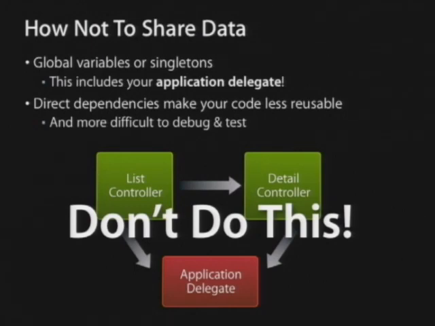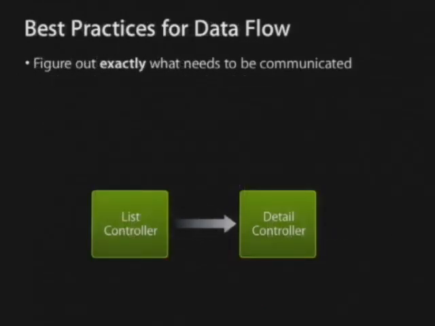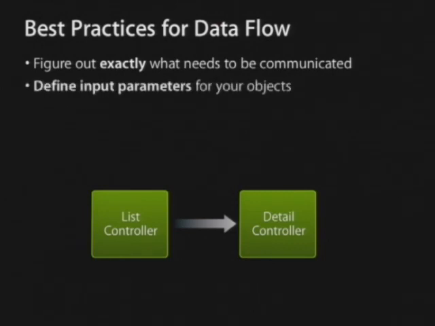So what you really want to do to make your code maximally reusable, testable, debuggable, all those good things, is figure out exactly what needs to be communicated and define the input parameters. Maybe have a property on the detail controller, which is person, and that's the person the detail controller is going to display. Then when it's time to display that detail controller, pass that data along. Say, here's your data to display.